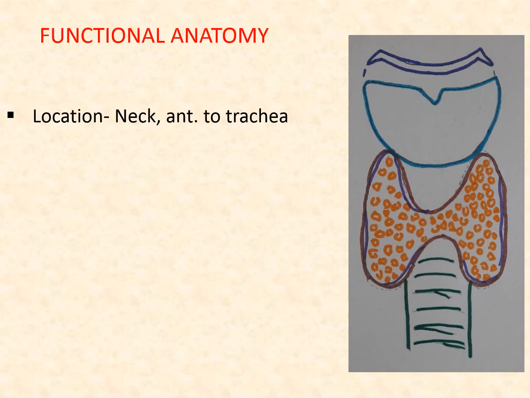Grossly it has two lobes, right lobe and left lobe, joined by the isthmus. This area is known as the isthmus, right? So right lobe, left lobe, isthmus. So basically it has two lobes. A single lobe contains many lobules, and one lobule contains many follicles, which are spherical in shape.